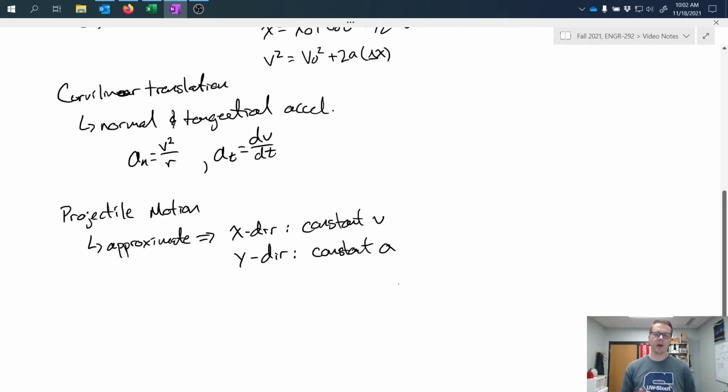Now, of course, for some types of problems, we may not be able to make these assumptions. Air resistance may not be negligible, or maybe we have a propelled object, like a rocket. Maybe we have changing mass because of the rocket's consumption of fuel. Those situations maybe aren't suitable for these approximations, but we have to decide when we can make these sorts of simplifying assumptions.